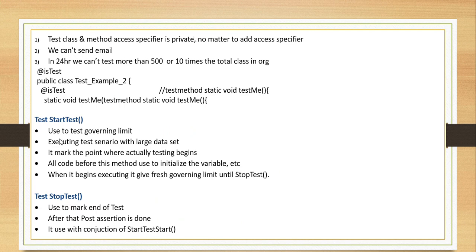Here is the use of test governor limits, Test.startTest and Test.stopTest. Test.startTest has several uses: it is used to test governor limits and to execute a test scenario with a large data set. It marks the point where actual testing begins. All code before this method is used to initialize variables. When it begins executing, it gives fresh governor limits until Test.stopTest. And Test.stopTest is used to mark the end of the test. After that, post assertions are done, and it is used in conjunction with Test.startTest.